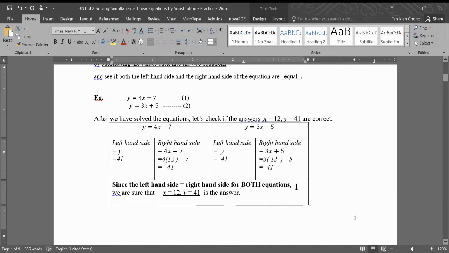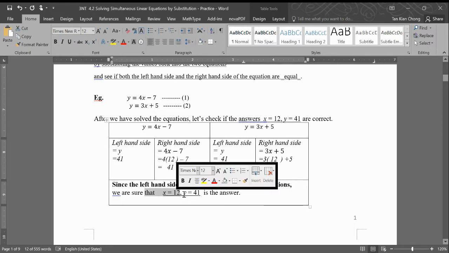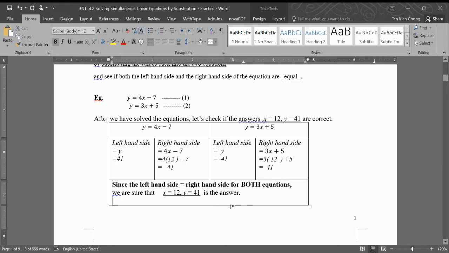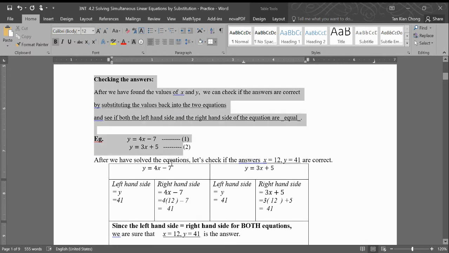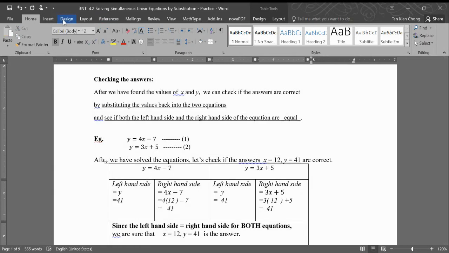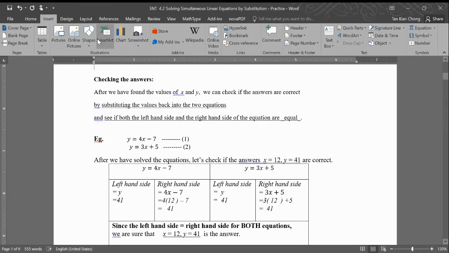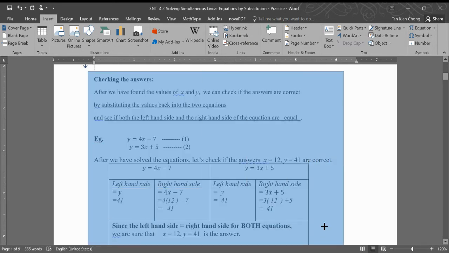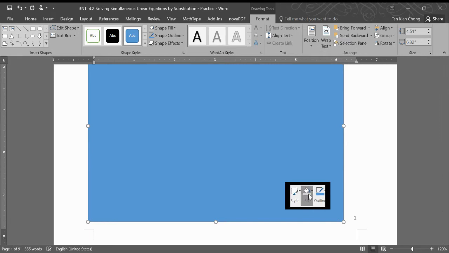So finally, since the left-hand side equals the right-hand side for both equations, we are very sure that x equals 12 and y equals 41 are the answers. So this is a set of answers. Now this is checking the answer. This whole part is about checking the answer. I'm going to just draw a big box around this.